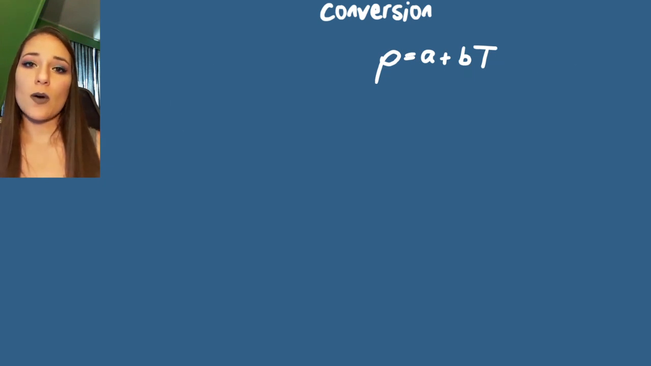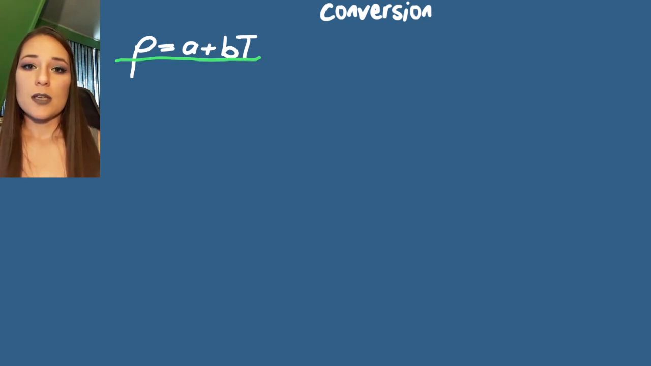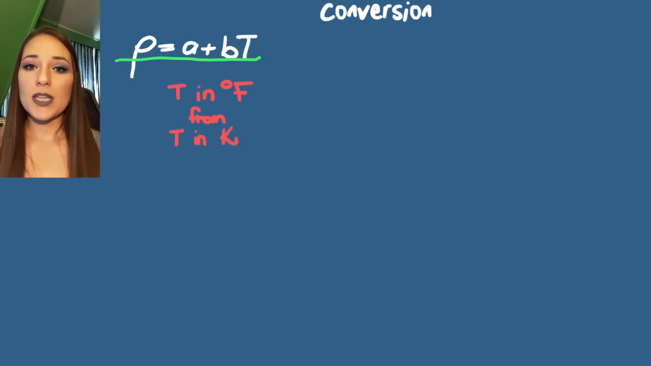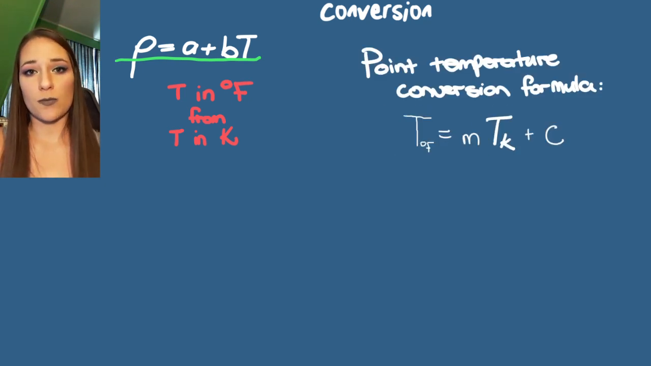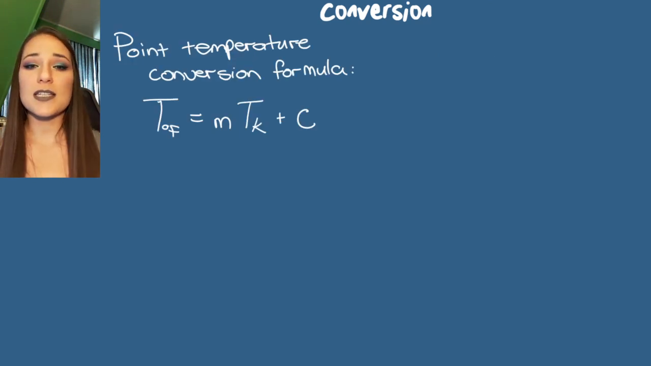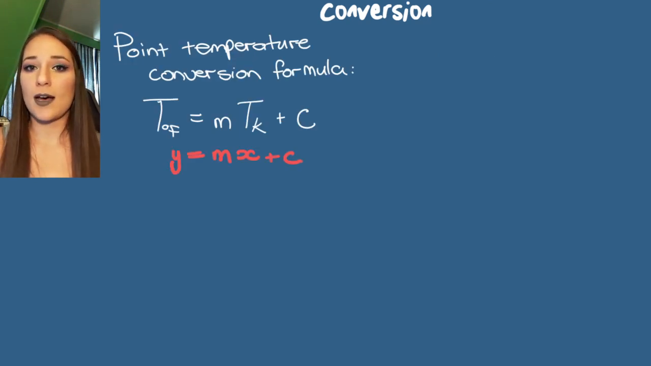So how would we go about converting, let's say, this density equation so that we can use the temperature as degrees Fahrenheit instead of Kelvin? Point temperatures are always converted using some type of formula that gives you the correlation between the two temperatures you want to convert to. As you can see, this equation looks a lot like a straight line.